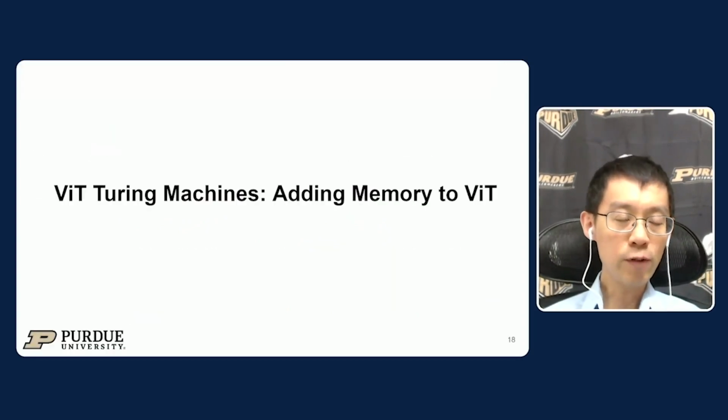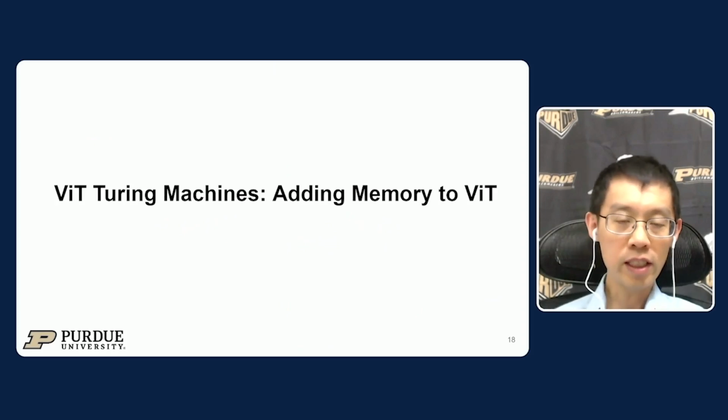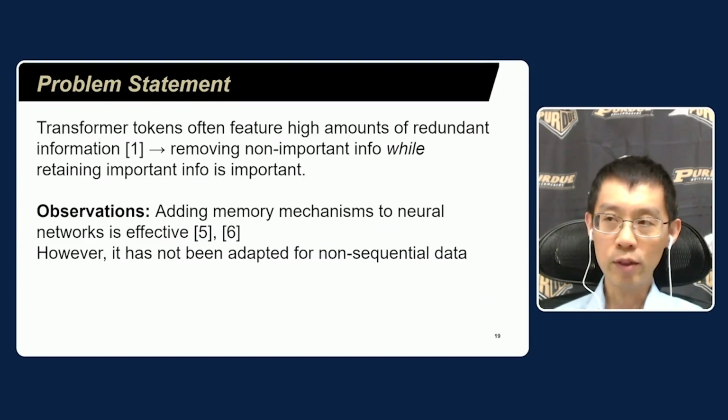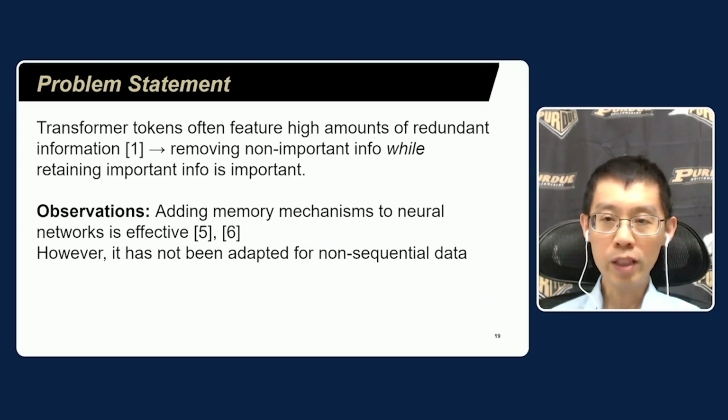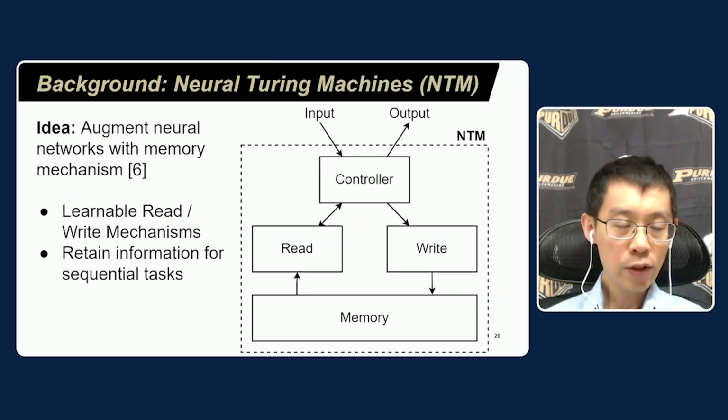Now let me move to a different kind of method. It's a vision transformer adding the Turing machine concept. The concept here is we want to add memory to the vision transformer. Earlier, we wanted to remove tokens, but we noticed that removing tokens may have an impact on the accuracy. Accuracy may degrade. So what we want to do here is get the best of both. We want to reduce latency while maintaining accuracy, or maybe in some cases improve accuracy. So this is the concept.